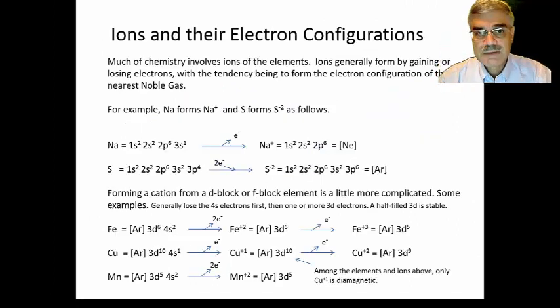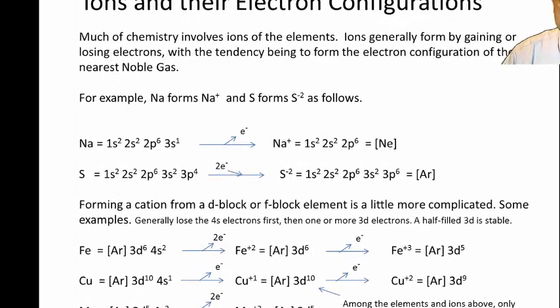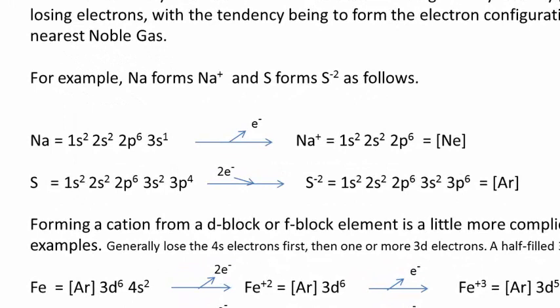Right, now let's talk a little bit about ions and their electron configurations. Much of chemistry involves the ions of the elements. And ions are formed by either gaining or losing electrons, with the tendency being to try to form the electron configuration of the nearest noble gas. Let's look at examples of sodium forming sodium cation and sulfur forming sulfide, S-2. So sodium, if it loses an electron, will form sodium plus, sodium cation.